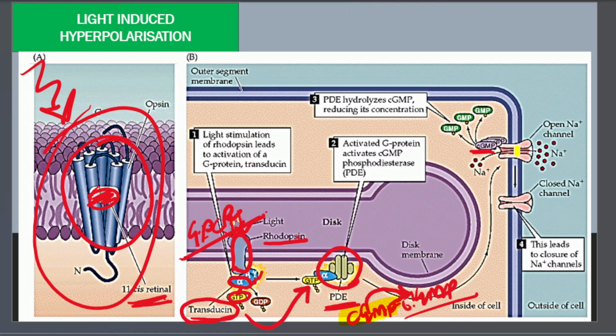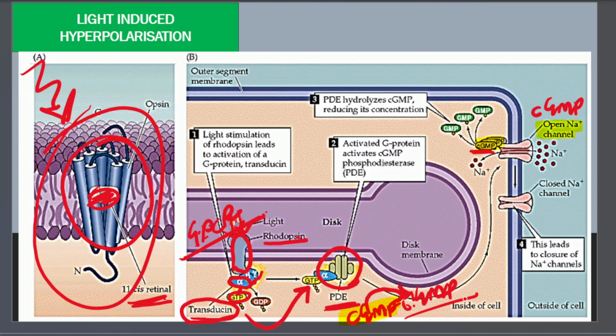Okay, we have the ion channel that is cyclic GMP dependent, which means only when cyclic GMP is bound to the ion channel will it be opened up. What is this ion channel? This is a sodium channel. So we have a cyclic GMP dependent sodium channel on the cell membrane.